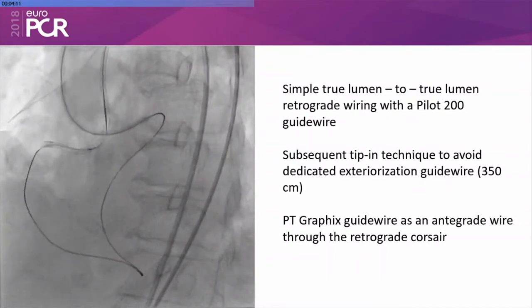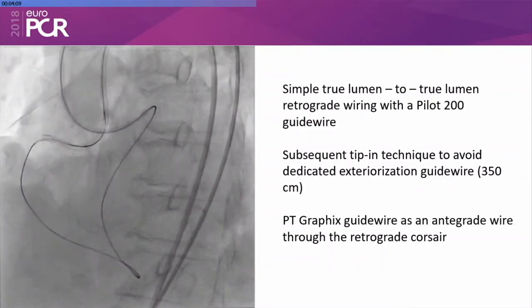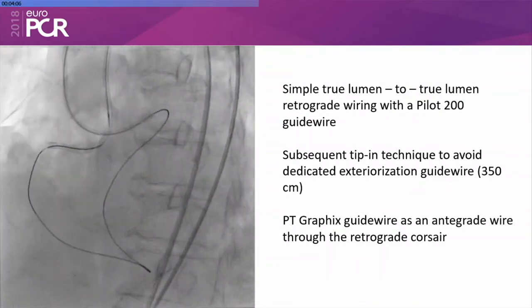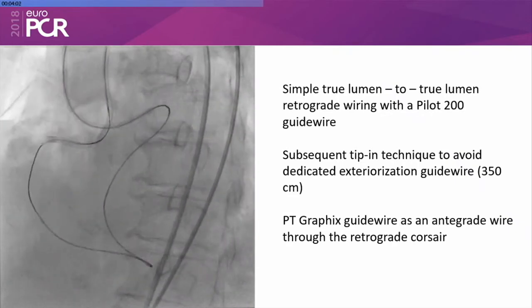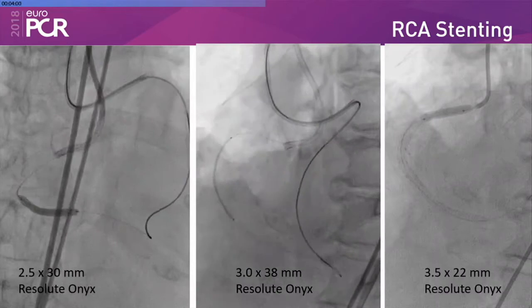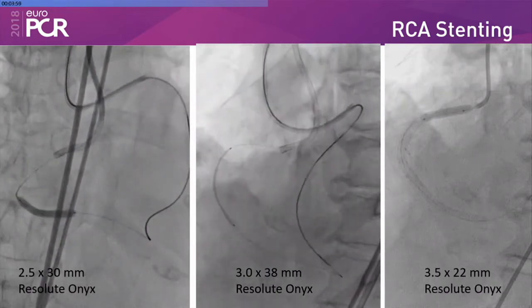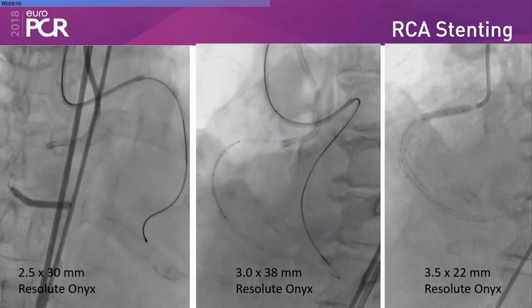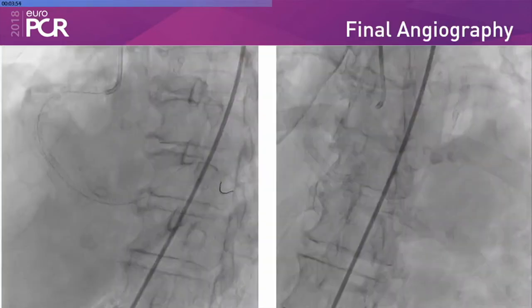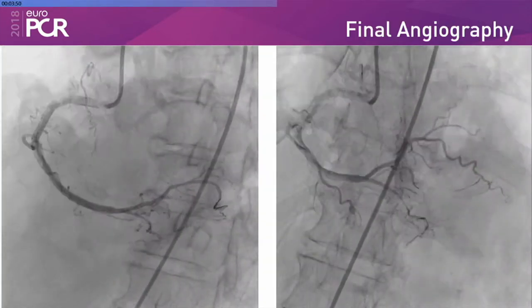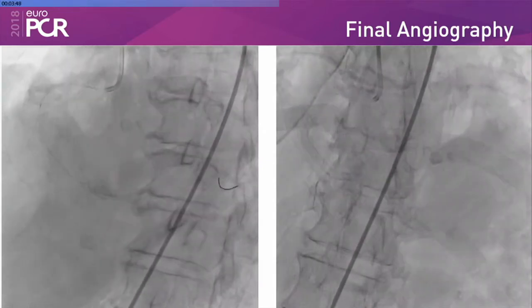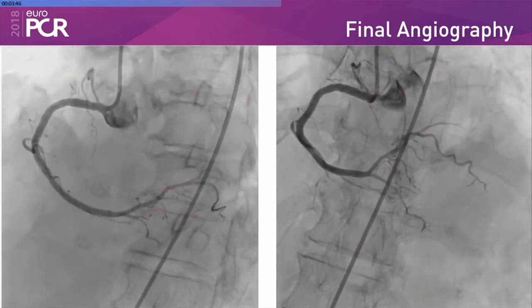and they start doing the simple through-lumen to through-lumen retrograde wiring with the Pilot 200, and after that they start doing the pre-dilatation and the stenting of the right coronary artery. This is the final angiogram with a very good result.